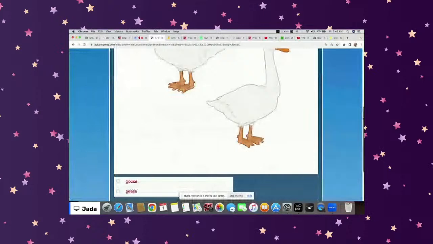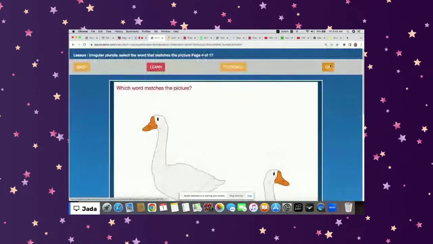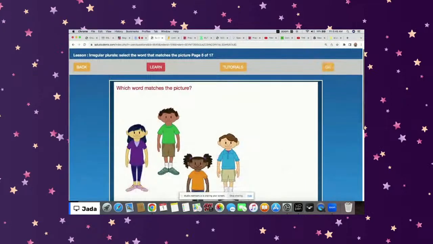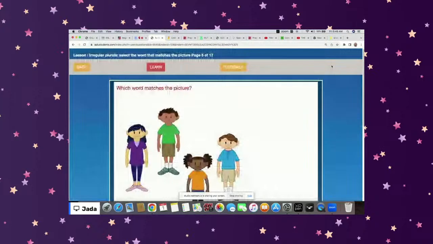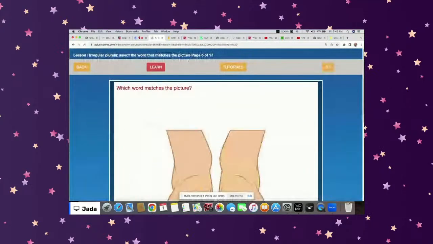Now we have goose and geese. So goose goes for one, and then geese goes for two, three, four, five. Okay, geese for so many and goose for one. And then what do we have next? We have children. Remember that child is for one and children is for more than one. Okay, so let you all finish the rest of the test. Just send on the chat now.